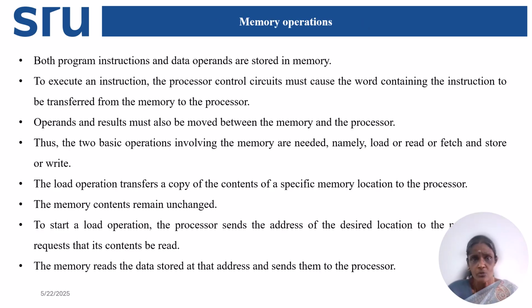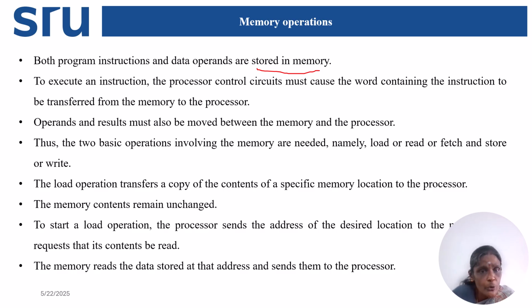And then next one, memory operations. Up to this we have seen the memory addresses, and now memory operations, because in the first basic diagram we have seen write line and read line. So based on that we have to see the operations. Both program instructions and data operands are stored in memory. Any instruction means commands or program, or the data on which the commands are to be operated, everything, all data required for the program is also stored in the memory.